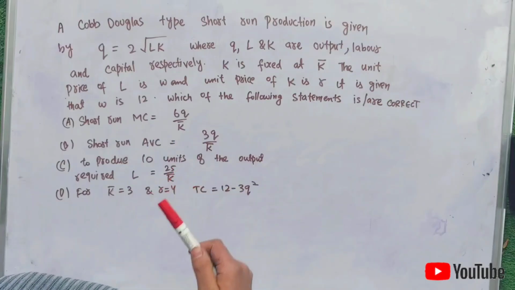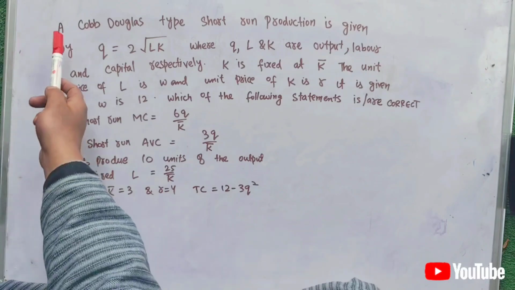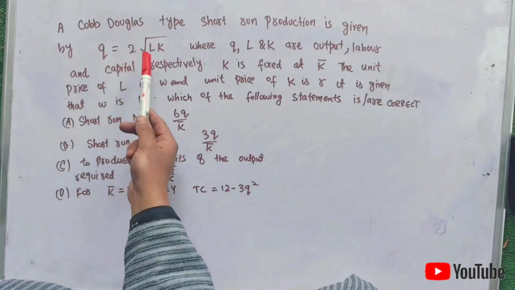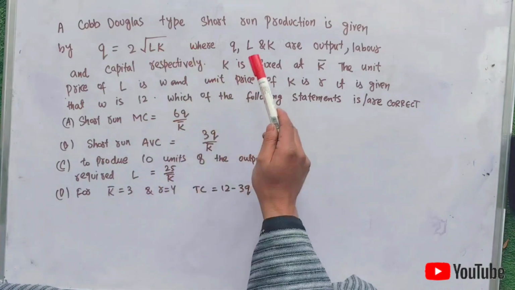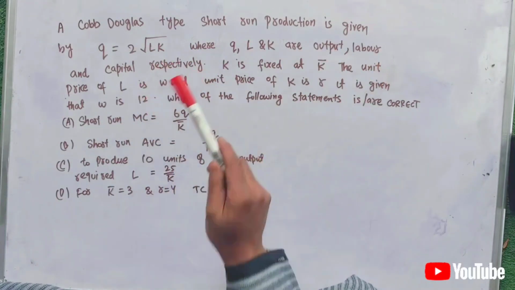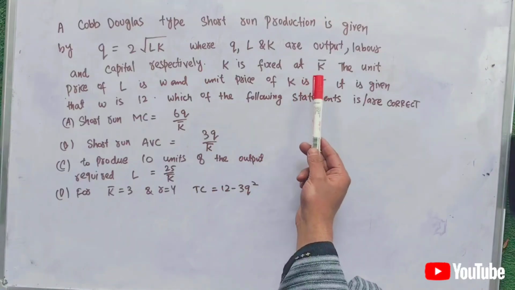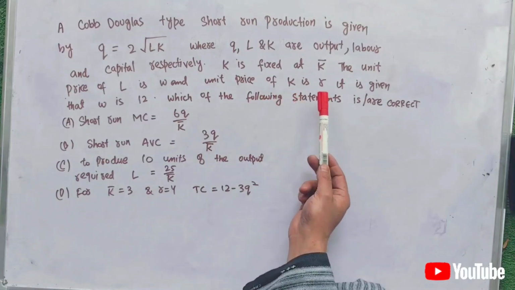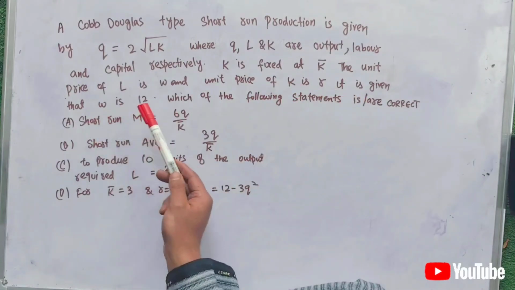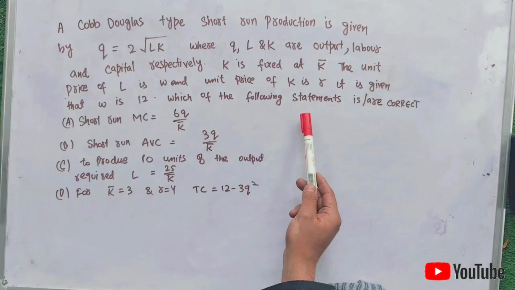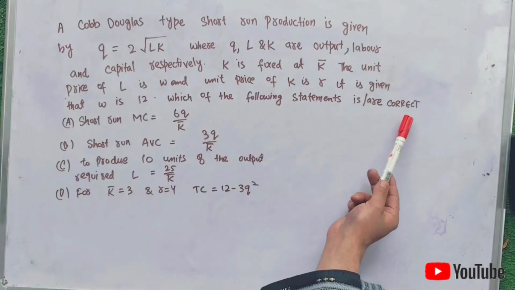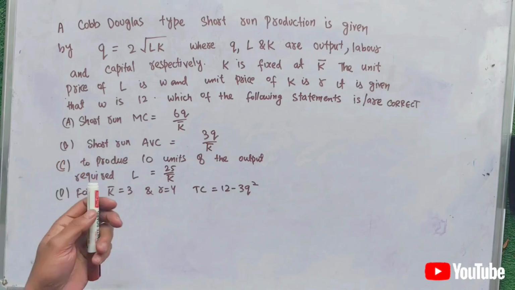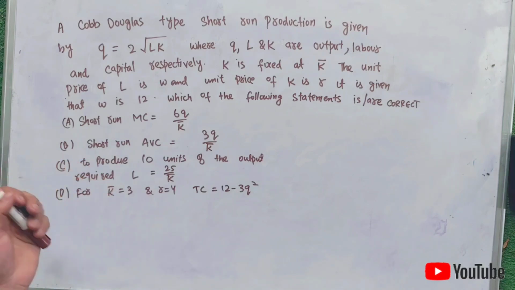This question is about Cobb-Douglas production function. The question is, a Cobb-Douglas type short-run production function is given by Q is equal to twice under root LK, where Q, L, K are output, labor and capital respectively. K is fixed at K bar, the unit price of L is W and unit price of K is R. It's given that W is equal to 12. Which of the following statements is or are correct? Okay, so it is multi-select, more than one option can be correct here.